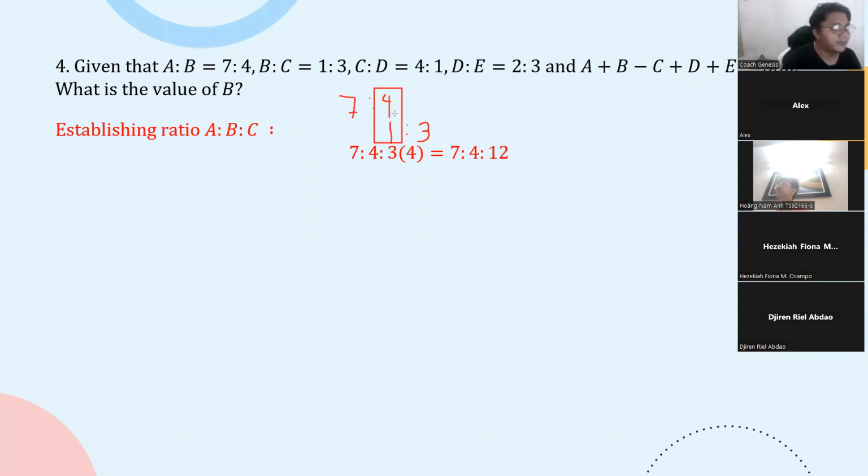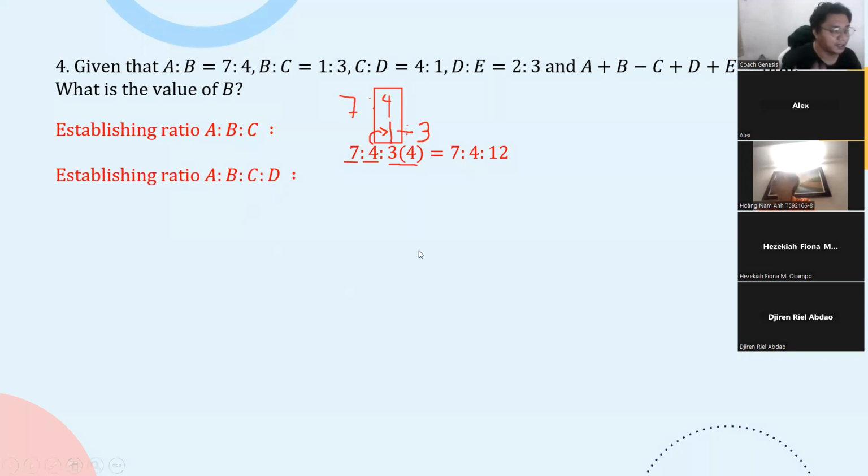So yeah, the LCM of 4 and 1 is 4. We then adjust all the other values. So since B is 4, then of course A will be 7, because 4 divided by 4 is 1 times 7 is 7. Next, 4 divided by 1 is 4. Now 4 times 3, so you have here 3 times 4. If you simplify that one, that will give you 7 is to 4 is to 12. So that is A is to B is to C.